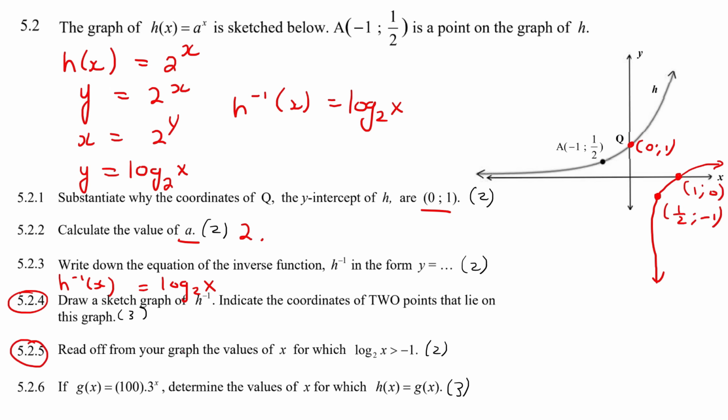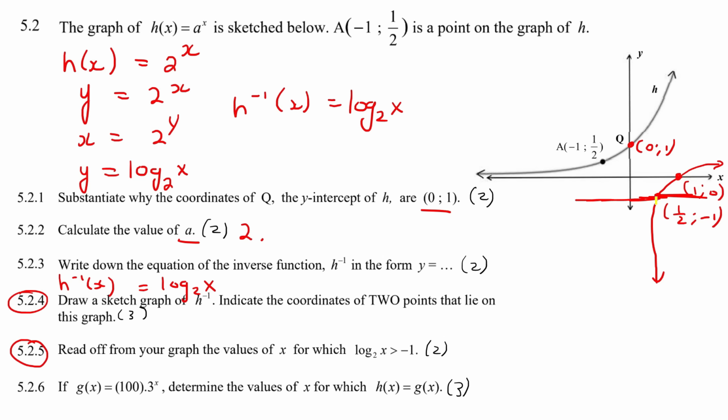Now it says read off from your graph the values of x for which the function is bigger than minus 1. Okay, so here is minus 1, the y value of minus 1. So it's this one here, right? So that line there is where y is minus 1. So they want to know, where is this graph bigger than that? So where is this graph above that? Well, where is it above that?